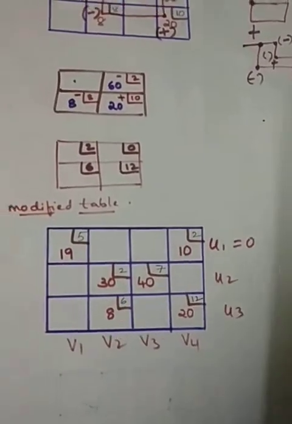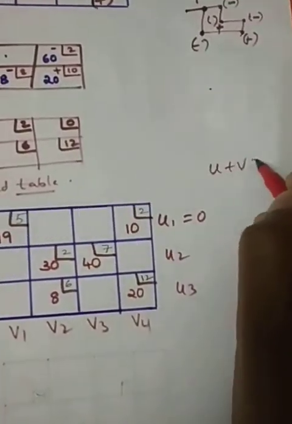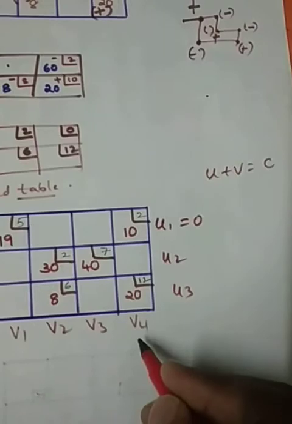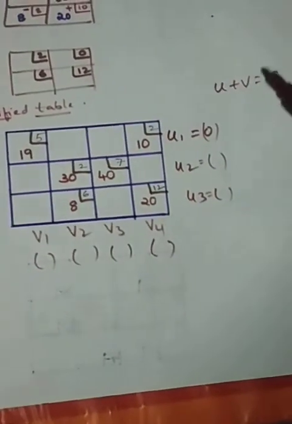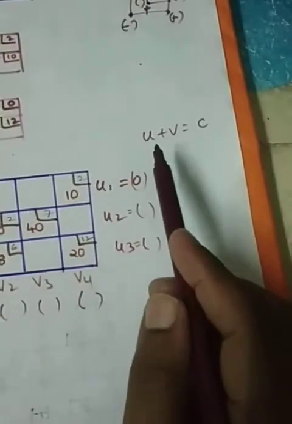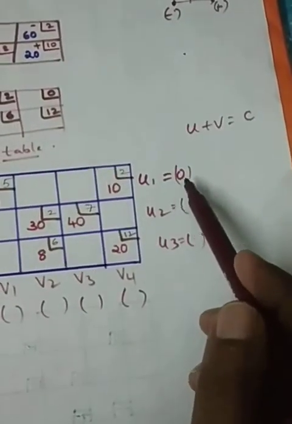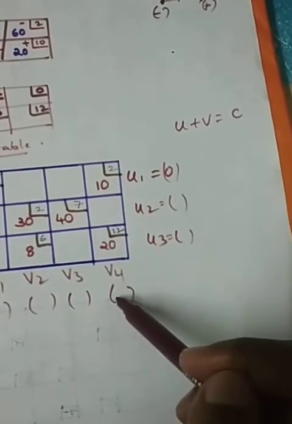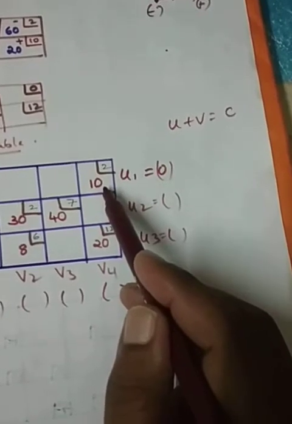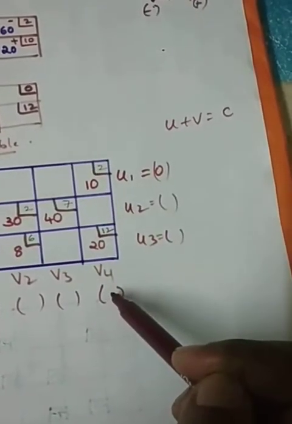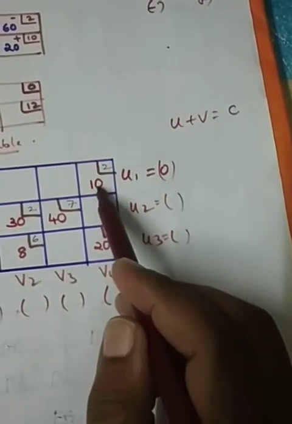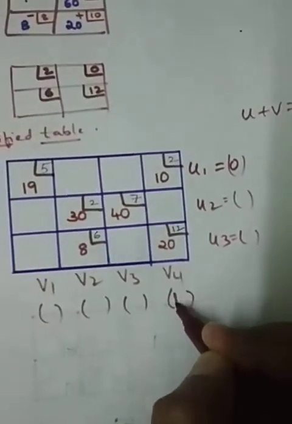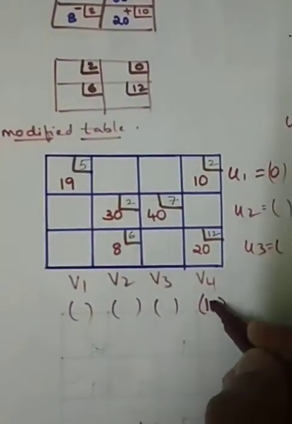Now according to the formula we have U plus V is equal to C. You have a U value and you don't have any V value here. I have assumed U1 as 0. According to the formula U plus V equals C, the U value is 0, and the V value corresponding to this is something. So 0 plus something should become the value of 10. What is the value now? 0 plus 10 should become 10. Is it clear? Therefore V4 is equal to 10. I can enter the value as 10. Is it clear?